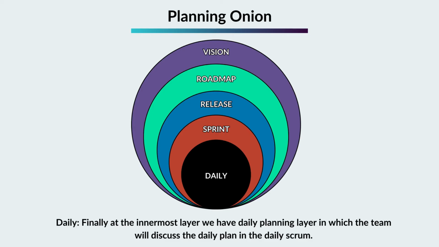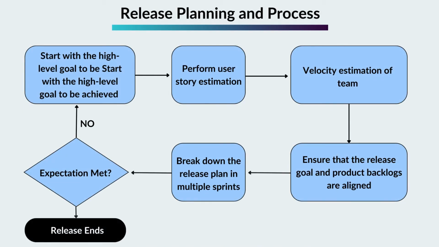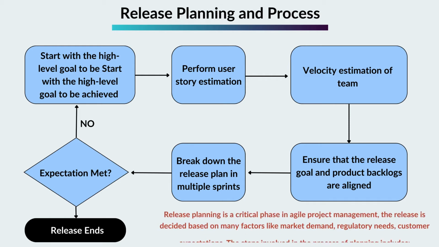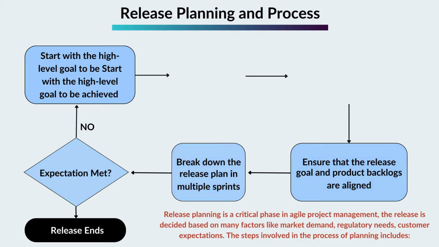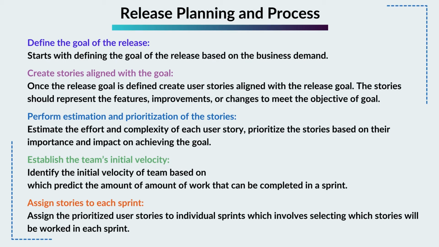Release planning and process. Release planning process includes steps as mentioned. Release planning is a critical phase in Agile project management. The release is decided based on many factors like market demand, regulatory needs, customer expectations. The steps involved in the process of planning includes: define the goal of the release, starts with defining the goal of the release based on the business demand. Create stories aligned with the goal.